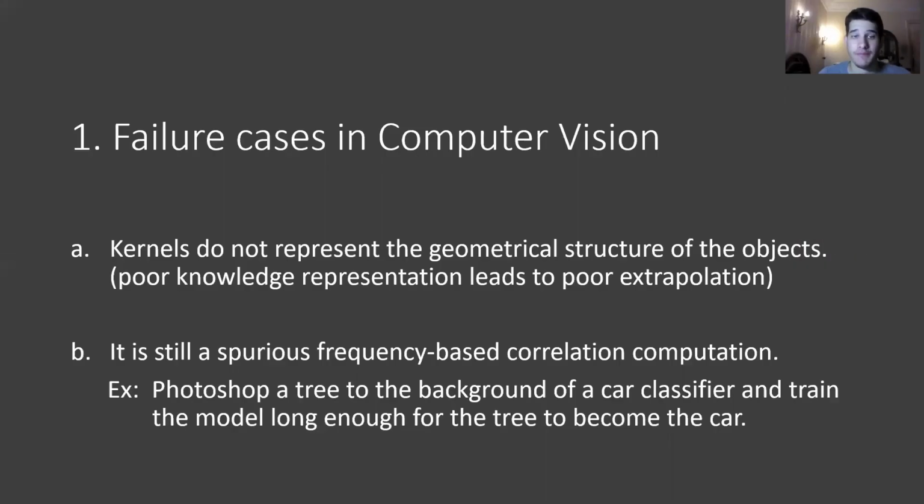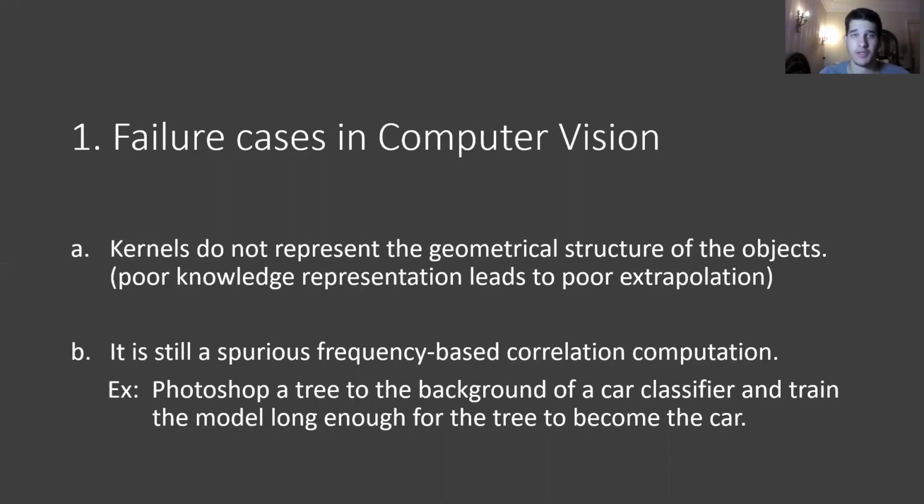It's because the vertical line detected by our kernels does not have the geometrical equation of a line. So poor knowledge representation leads to poor extrapolation. It's still a spurious frequency-based correlation computation. Why spurious? Like I said, because it is not conditional, and it's not conditional on ontological premises or ontological priors.